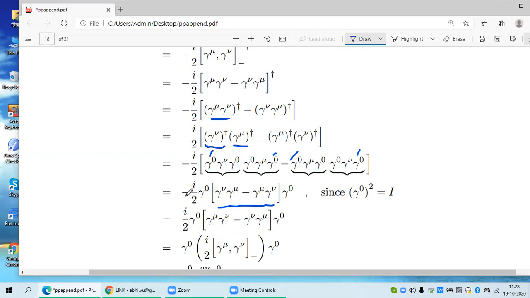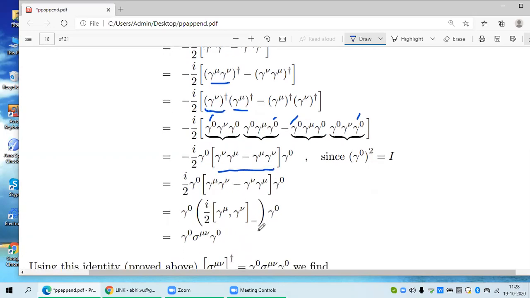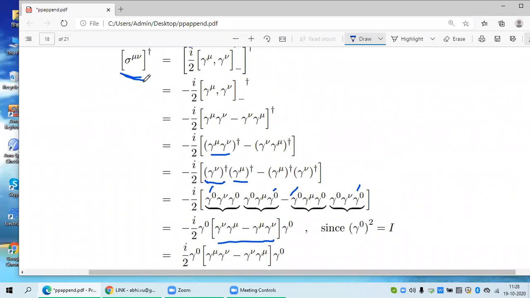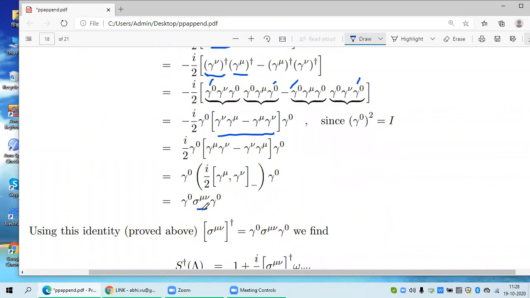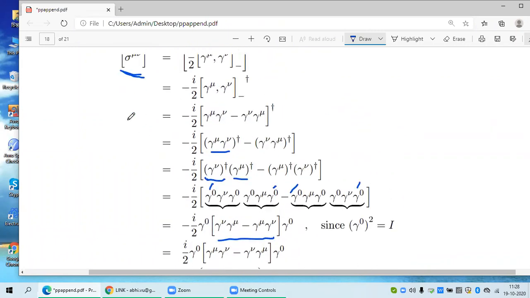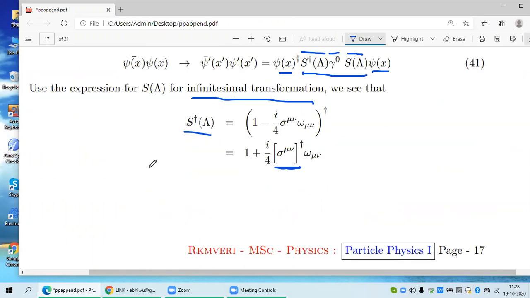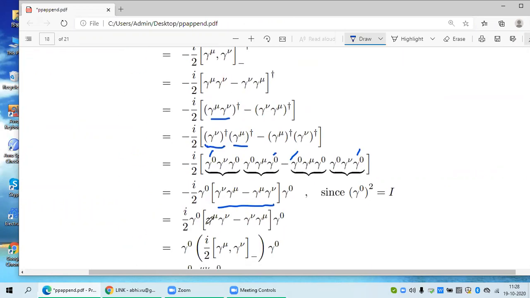Now put minus 1 inside, and you will get this reversed thing, which is basically, again, gamma 0 times i by 2 times the commutator. This whole thing in the first bracket is sigma mu nu. So sigma mu nu dagger is related to sigma mu nu in this way, which is the same way gamma mu dagger is related to gamma mu.